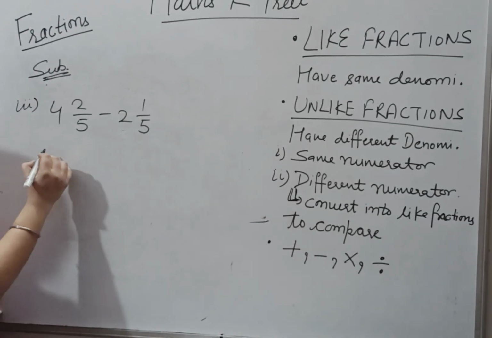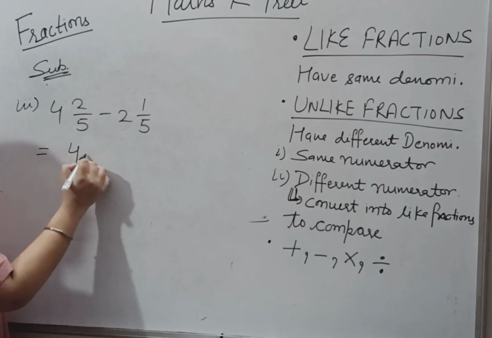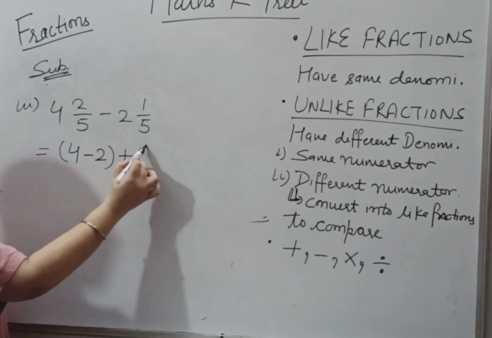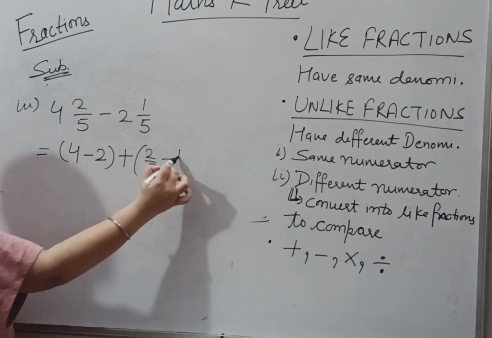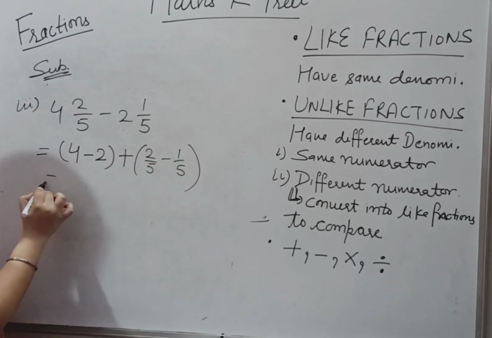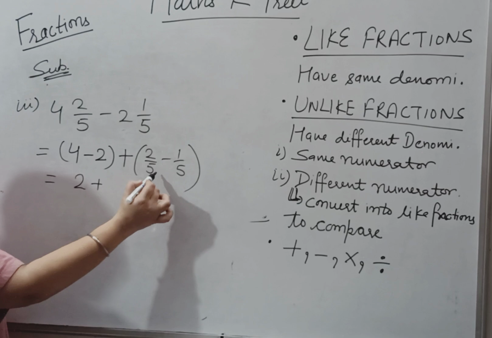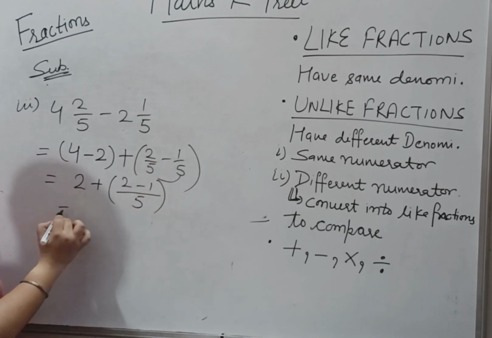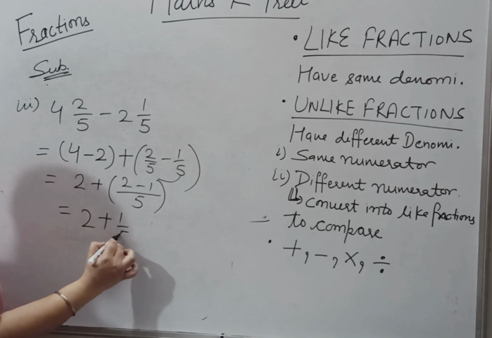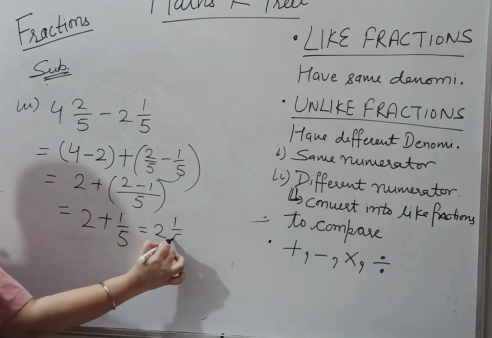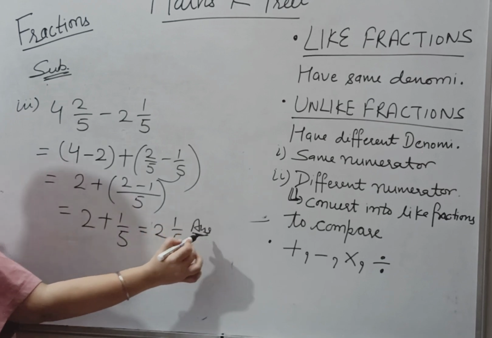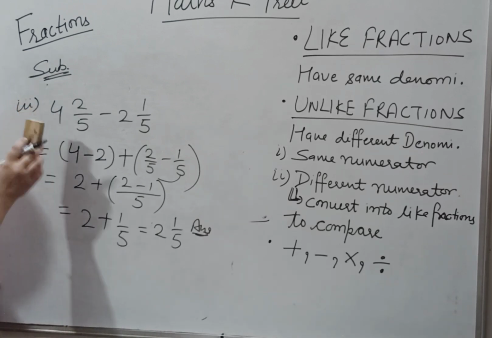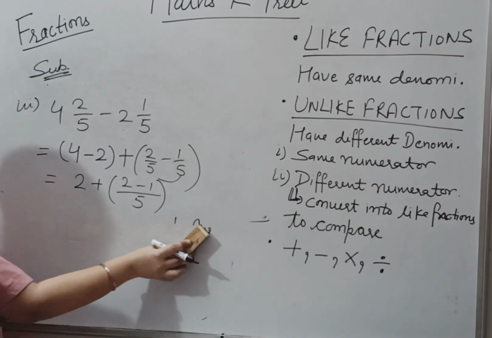Again, what I will do, I will take the whole parts with the sign in between, then plus, 2 by 5 minus 1 by 5. We are left with 2 plus. Now these are like fractions. We will write the denominator once. So 2 plus 1 by 5, which can be further written as this. Leave your answer in the terms of the question. So the question was in mixed fraction, we will leave our answer in mixed fraction.